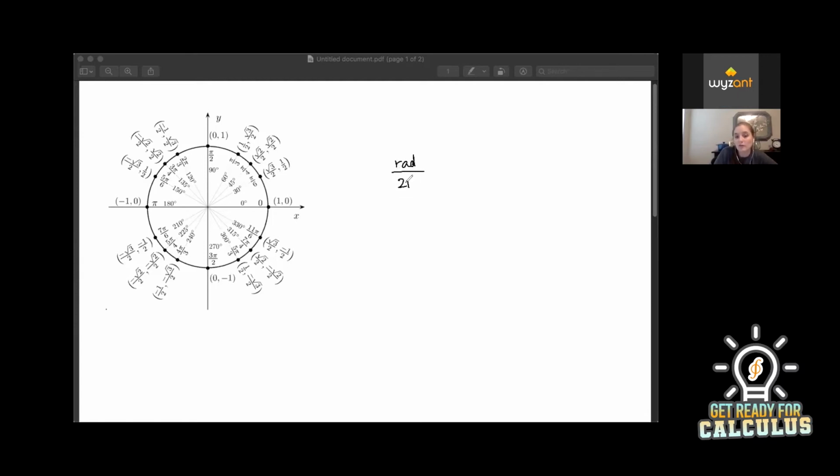There are 2 pi radians in a circle, and there's 360 degrees in a circle. So you can say part over whole: radians over 2 pi equals degrees over 360. Plug in what you know and then try to find the other one.